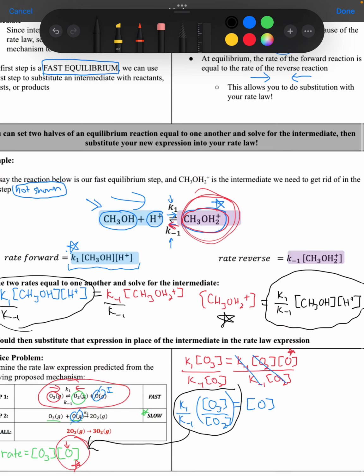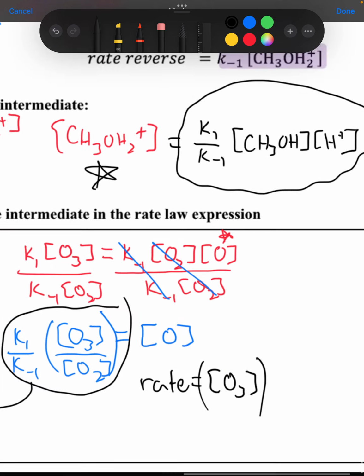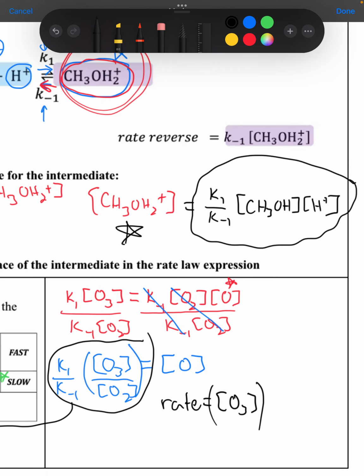So, I'm going to rewrite that over here. Our rate is equal to our existing part of the rate law, so that's O3. I'm going to put that in parentheses over here. And then I put in the rest of my expression.